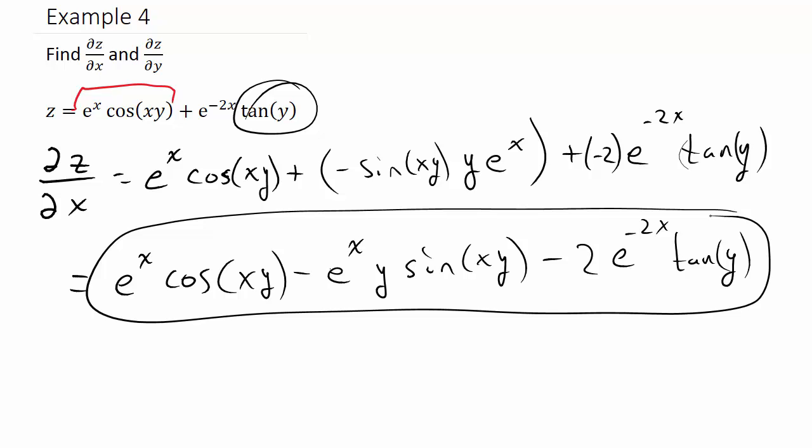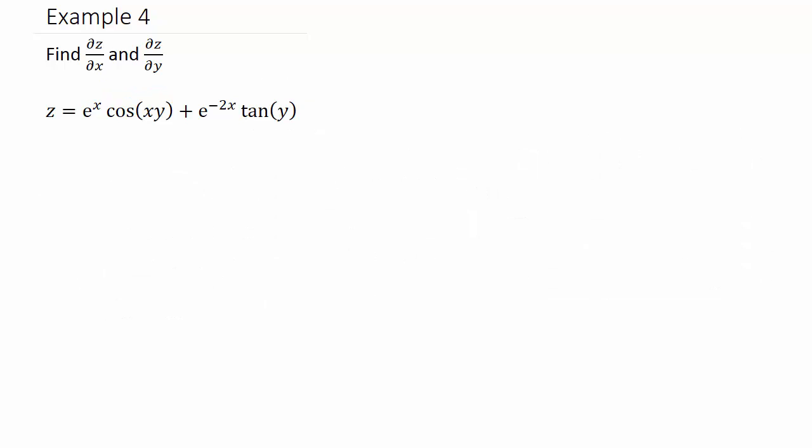Alright, so let's go ahead and take the partial of z with respect to y now. I'm going to pause the video while I erase this, so I'll have some room up there. Alright, so I'm back. Now let's do the partial of z with respect to y. This time y is our variable, x is considered a constant.